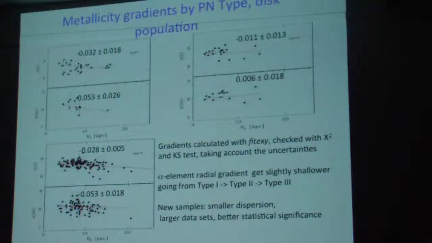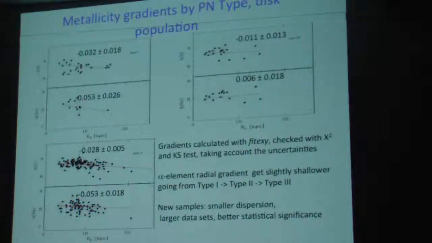So now, as a first example, I give you the oxygen and neon gradients with the galaxy for type 1, 2, and 3 planetary nebulae. Here we are talking about the galactic disk, and so I'm sure that I exclude halo and bulge planetary nebulae, to the best of our knowledge. I mean, we take type 3 planetary nebulae that are high enough to be in the halo, and we exclude them.